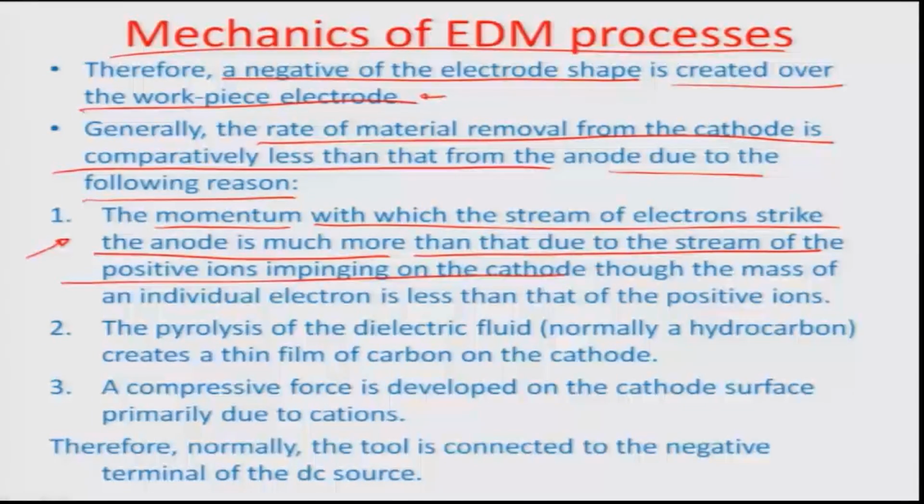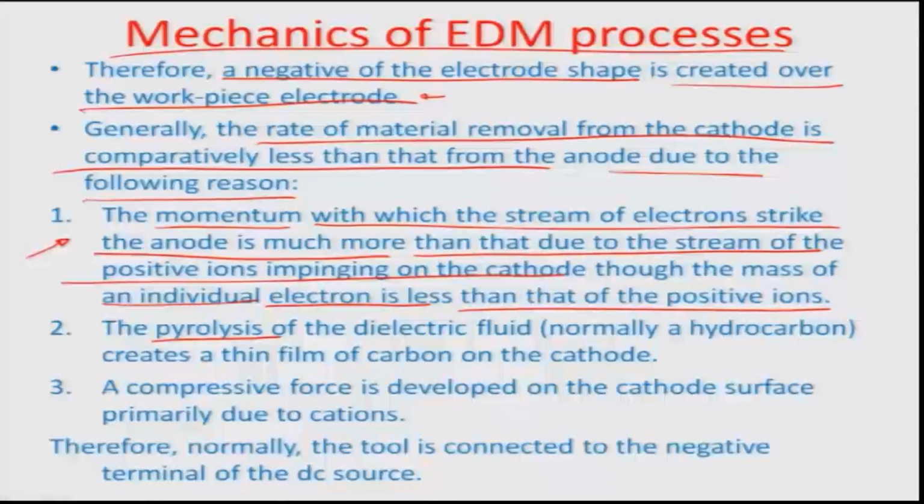Though the mass of an individual electron is less, the number density of the electrons is simply humongous in comparison to the ones created in the column in the form of positive ions. Also there is a tendency of some kind of breakdown of the EDM oil or the dielectric medium which is there between the electrodes. We call this breakdown process pyrolysis, and because the dielectric fluid is normally a hydrocarbon, pyrolysis of such hydrocarbons creates very thin films of carbon deposits, particularly on the cathode, because obviously there are ions moving or created through this pyrolysis process in the medium, which would ultimately deposit on the anode surface or on the cathode surface, and that too with a high amount of momentum, where the local temperature may reach a level where it may burn down the hydrocarbon and produce only carbon deposit.